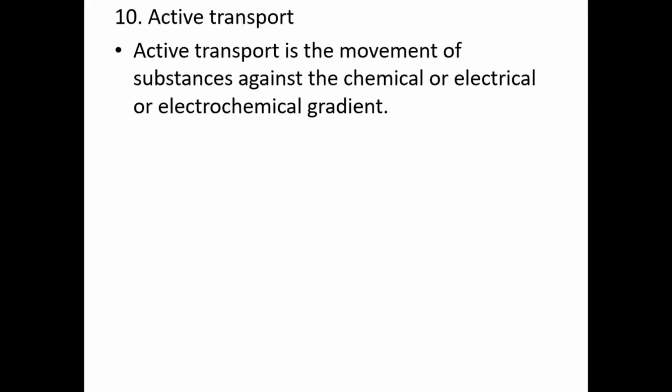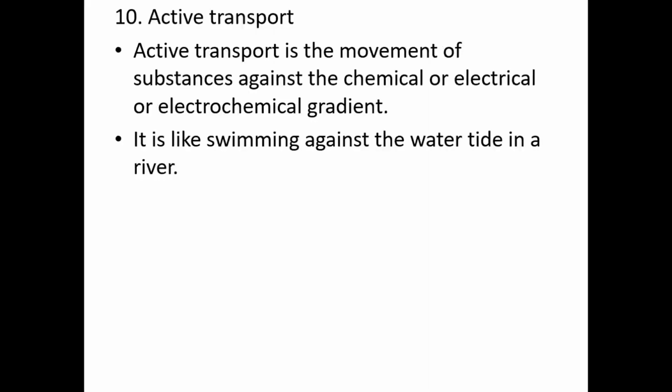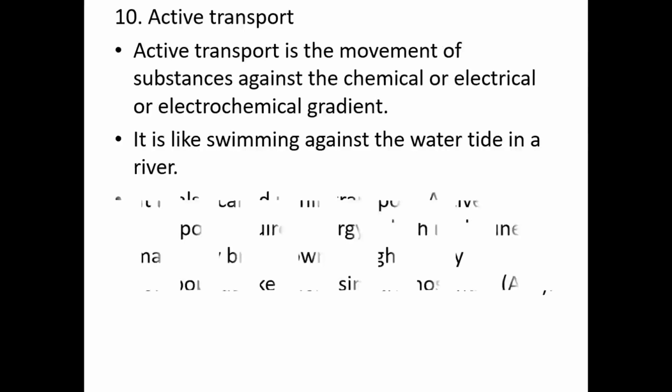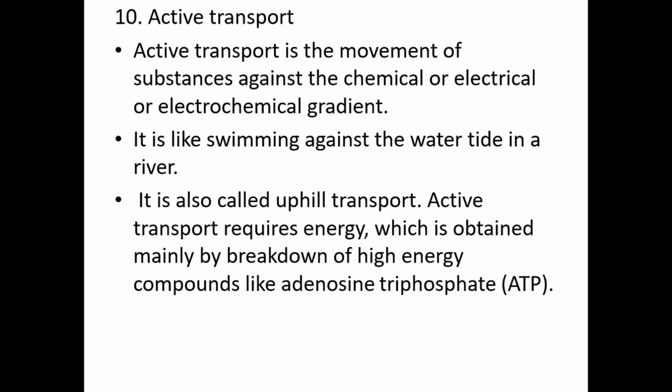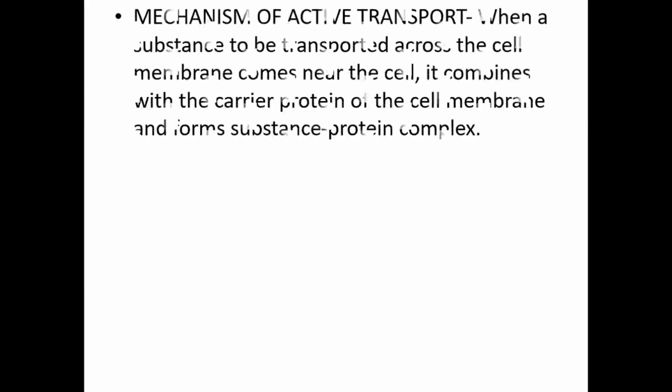Active transport. Active transport is the movement of a substance against a chemical, electrical or electrochemical gradient. It's like swimming against the water tide in a river. It is also called uphill transport. Active transport requires energy, which is obtained mainly by breakdown of high energy compounds like adenosine triphosphate.